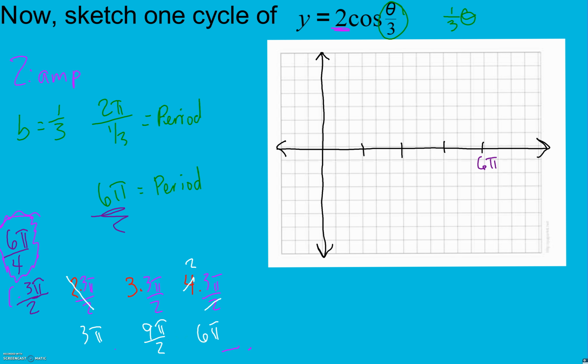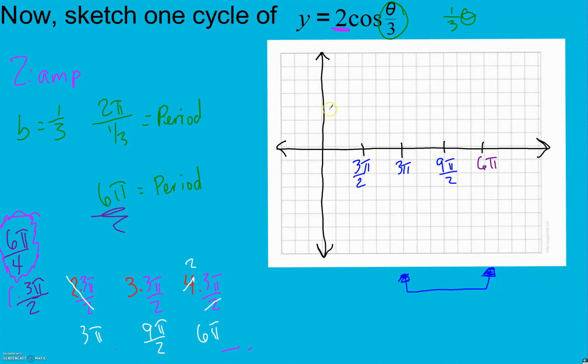So now I'm going to label those on my graph. Sorry, I have 3 pi over 2 is my first one. Then I have 3 pi. Then I have 9 pi over 2, and then I have 6 pi. A quick check, guys. Our last one and our middle one. The middle one is always half of our period. So 6 pi there, we should have 3 pi here, and we do.